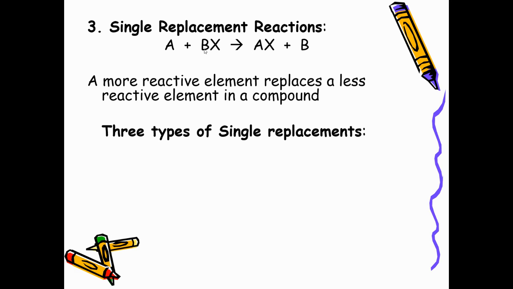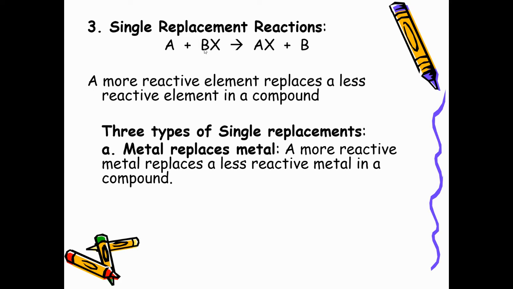So there's a couple different types of single replacements you can have. You can have a metal replacing metal. That would be an example where your single element is a metal, and then in your compound, remember, metals in a compound always come first. So your metal here would replace your metal here. The first two would just flip-flop, which is what you see here, metal replacing metal. And again, the one that's doing the replacing, the one that's on its own initially, has to be more reactive in order for it to do that.